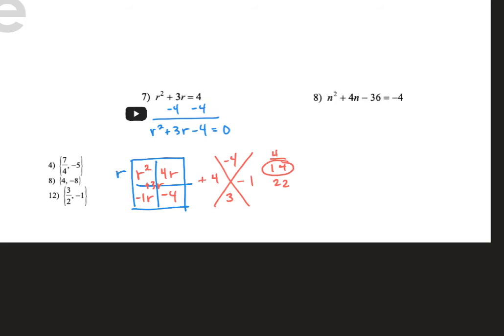Starting with the top row, r squared and 4r, the GCF is r, and then we can work backwards. So this is r plus 4 and negative 1. Now it's factored. Now to solve, we just set each one equal to 0, and then we can solve. Minus 4 from both sides, so r equals negative 4. This one, add 1 to both sides, so r is equal to 1.